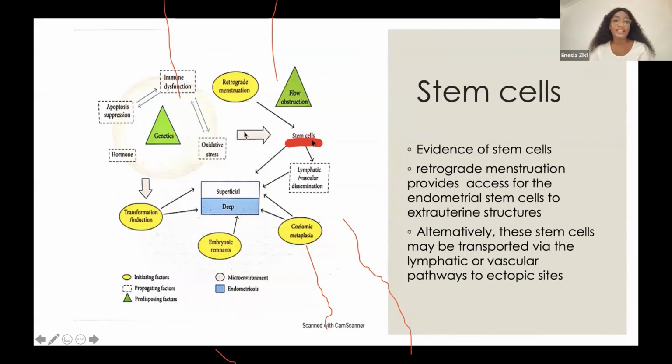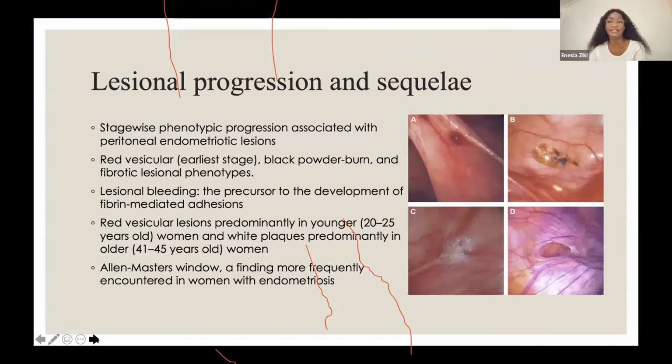So we're saying that, for example, these stem cells are then what could lead to either superficial endometriosis or the de novo development of endometriosis on the peritoneum and other sites. Then, this picture shows that we know there is a stage-wise development of endometriotic lesions, and this stage-wise development is a phenotypic progression.